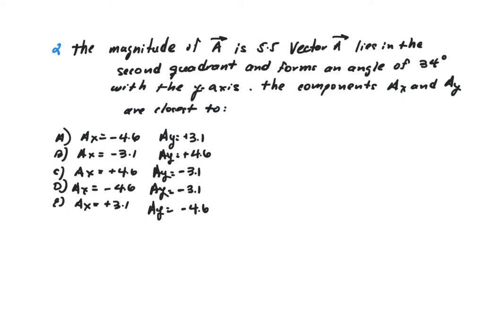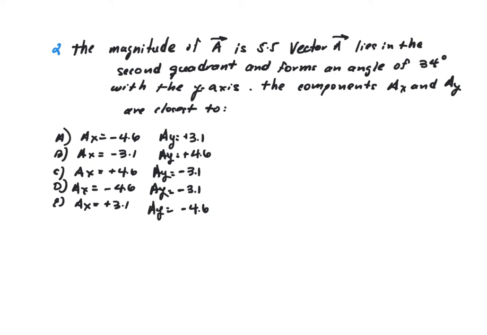Alright, so we're going to be moving on to question 2, work for the study plan, chapter 1. So question 2 says the magnitude of vector A is 5.5. Vector A lies in the second quadrant and forms an angle of 24 degrees with the x-axis. The components of x and y are closest to.